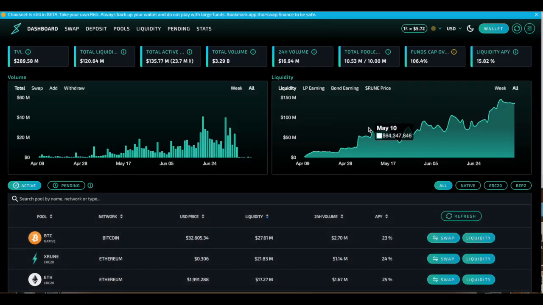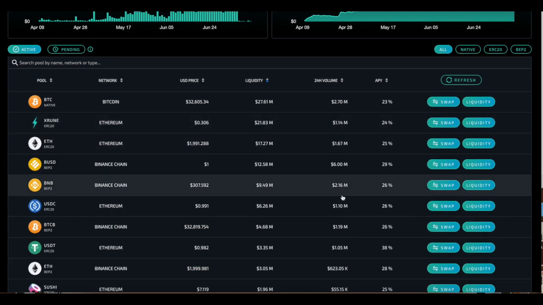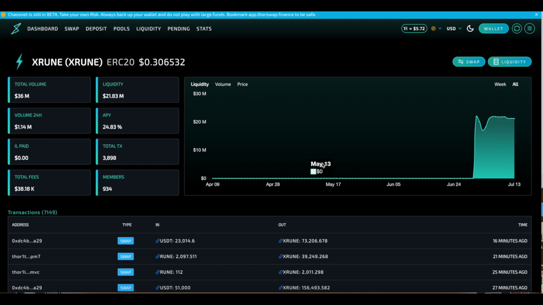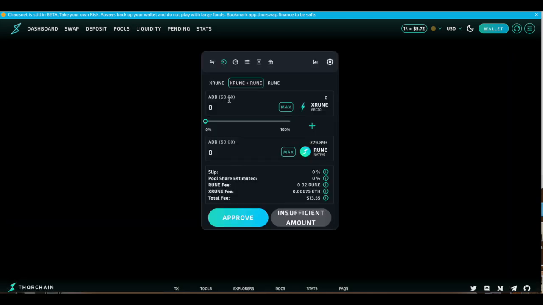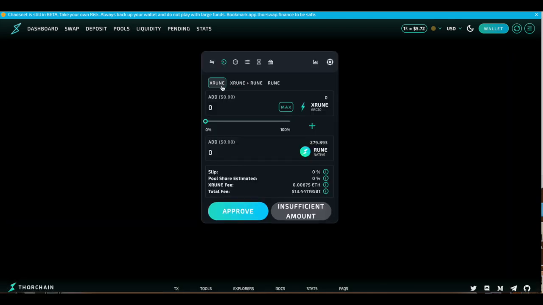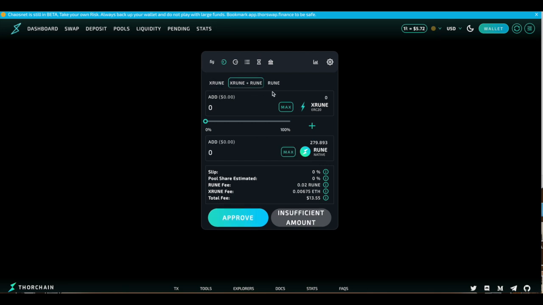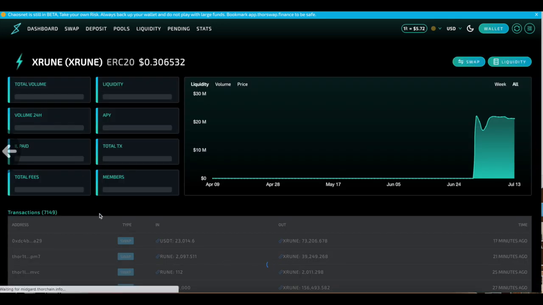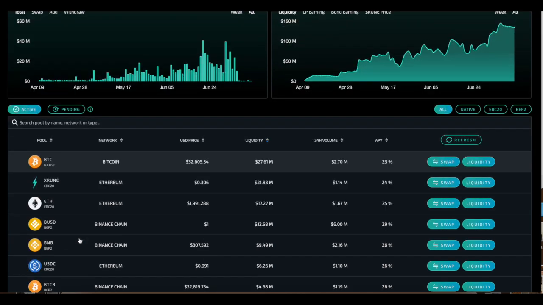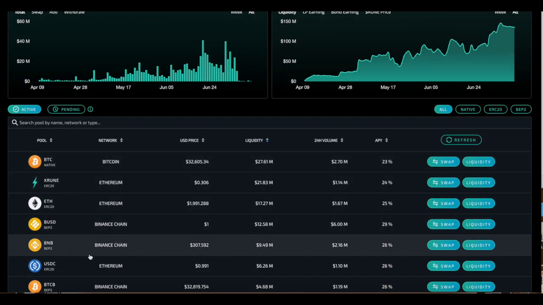We've already provided liquidity on here. If you guys have not seen that video on how to do it, highly recommend you check it out. And it's super easy to provide liquidity. You can actually choose to provide liquidity one-sided, two-sided, three-sided, whatever you want. You can do X-Rune, or X-Rune and Rune, or Rune. This is for the X-Rune token. Or you can do it for ETH, you can do Bitcoin. It's whatever you want. And guys, you see this word that says native? Massive, bro. Like, native is gangbuster.